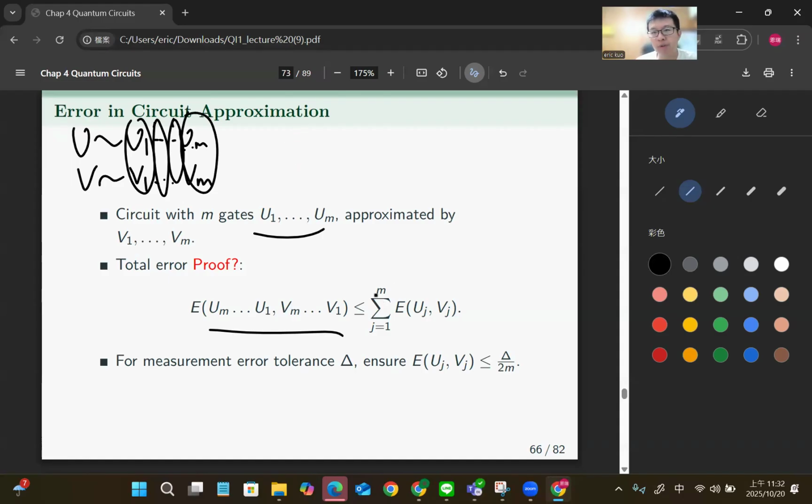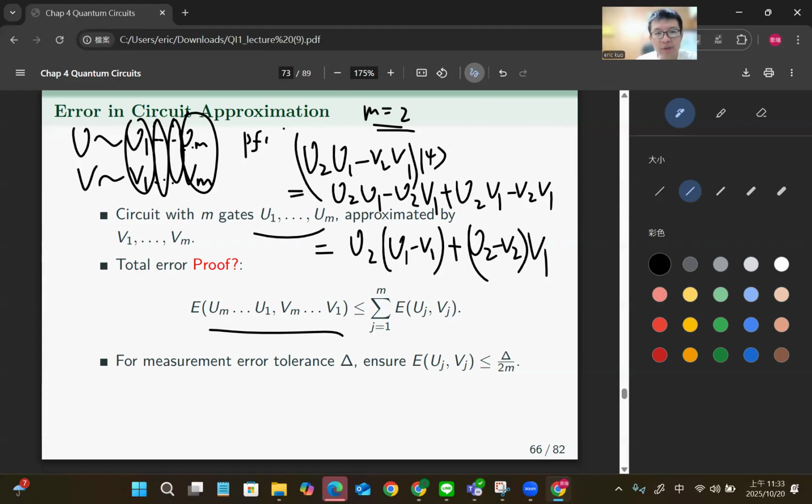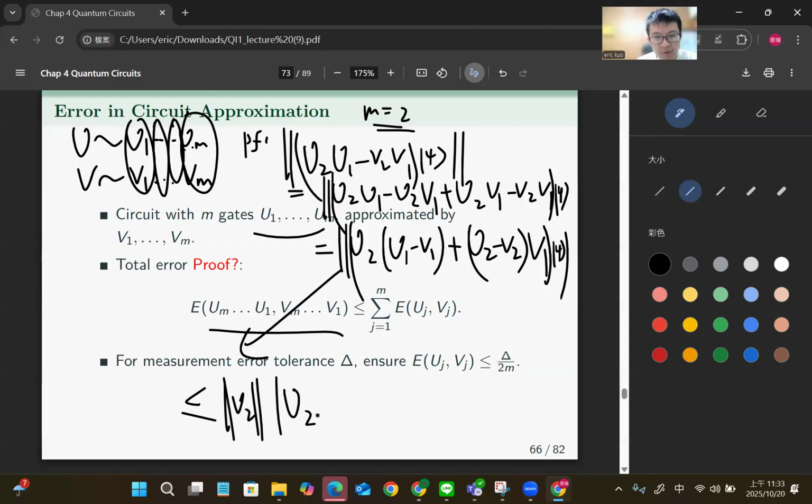We can just let me do n equals 2, and then you can easily see the proof, see the general proof. So to prove n equals 2, we just need to write everything down, right? So we want to compute U2 U1 minus V2 V1, and we use a finite difference idea again. So we can write it as U2 (U1 minus V1) plus (U2 minus V2) V1. If I take any state here, then I can upper bound it, right? I take any state. So this is less than or equal to the norm of U2 times the norm of U1 minus V1, plus the norm of U2 minus V2 times the norm of V1.